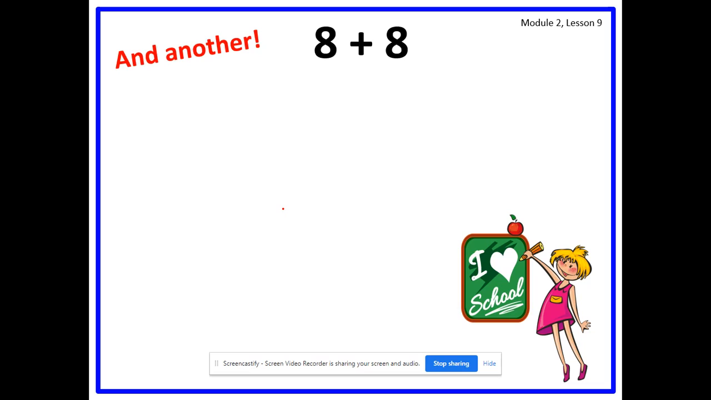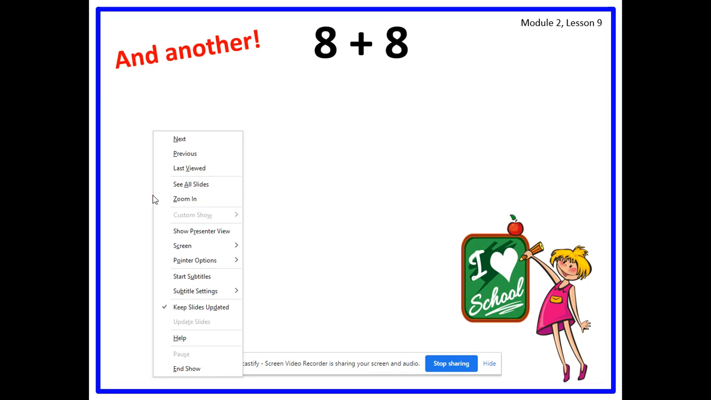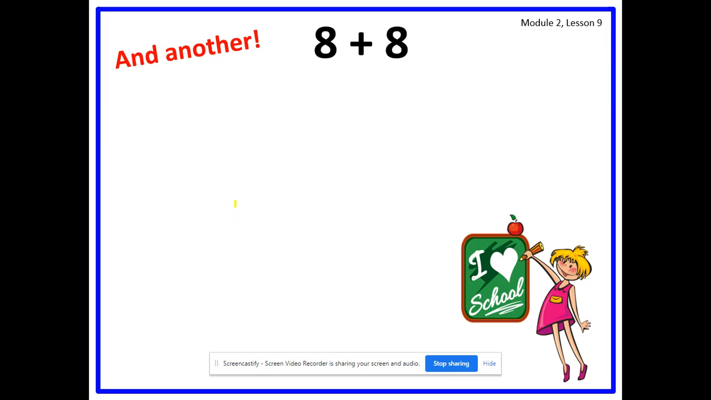Here we have 8 plus 8. Go ahead and write it. Press play when you're ready to continue. Ready? Go ahead and draw your parts. Press play when you're ready to check your work. After drawing your parts, this is what you should have.